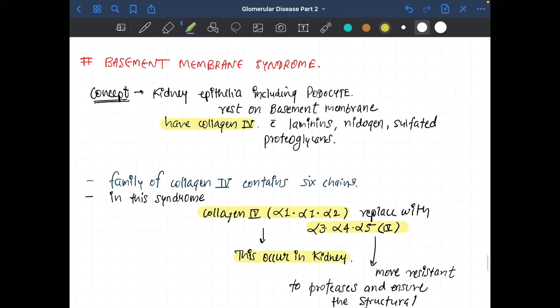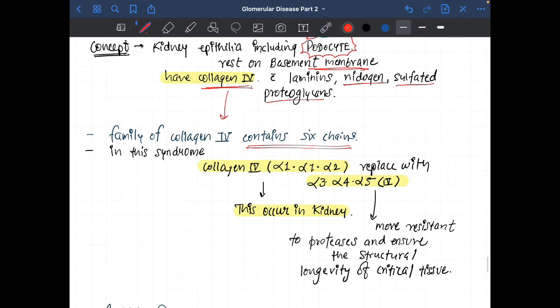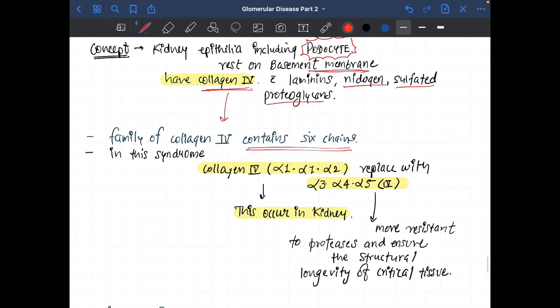Next we will talk about basement membrane disease. The concept here is that the kidney epithelia include podocytes, and they rest on the basement membrane, which has collagen type 4 with laminin, nidogen, and sulfated proteoglycans. Alright, collagen 4 contains 6 chains.